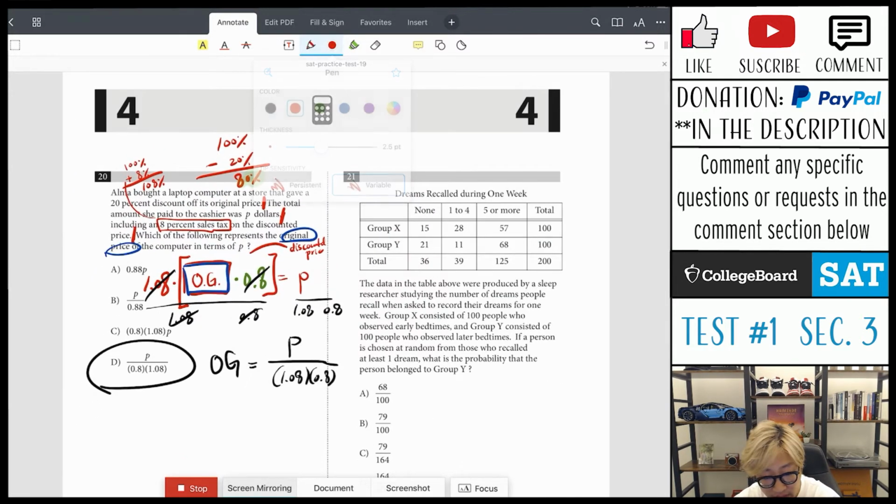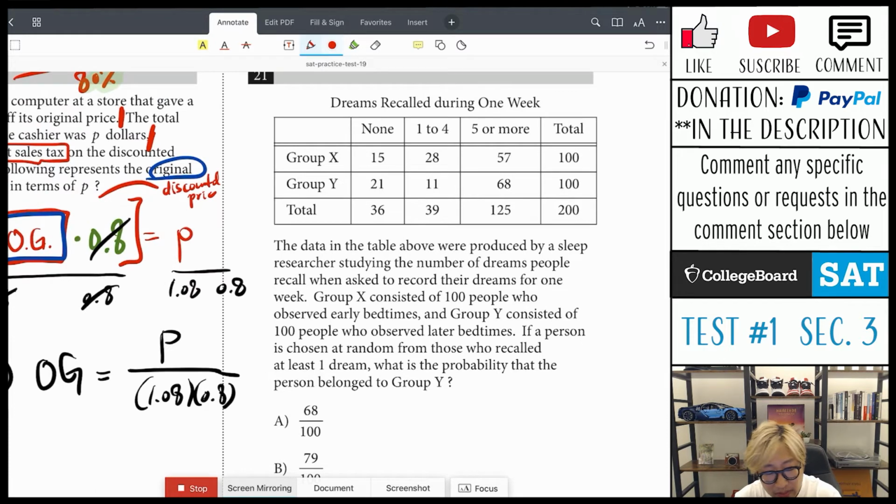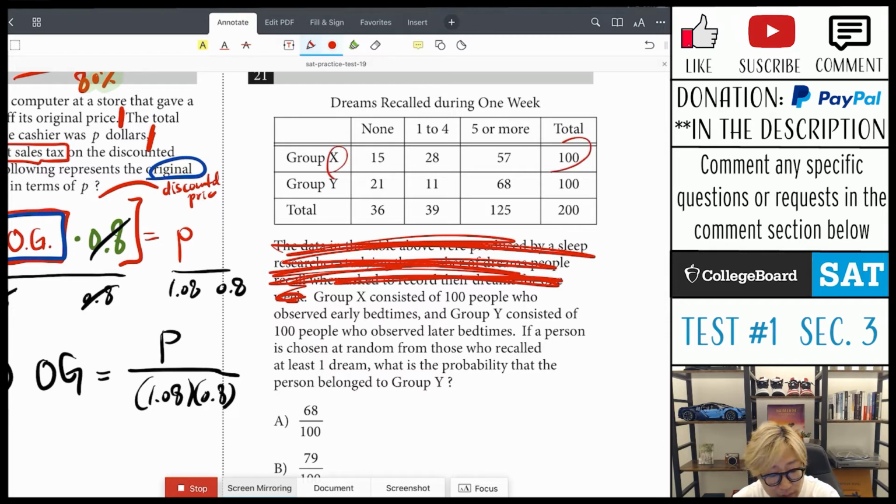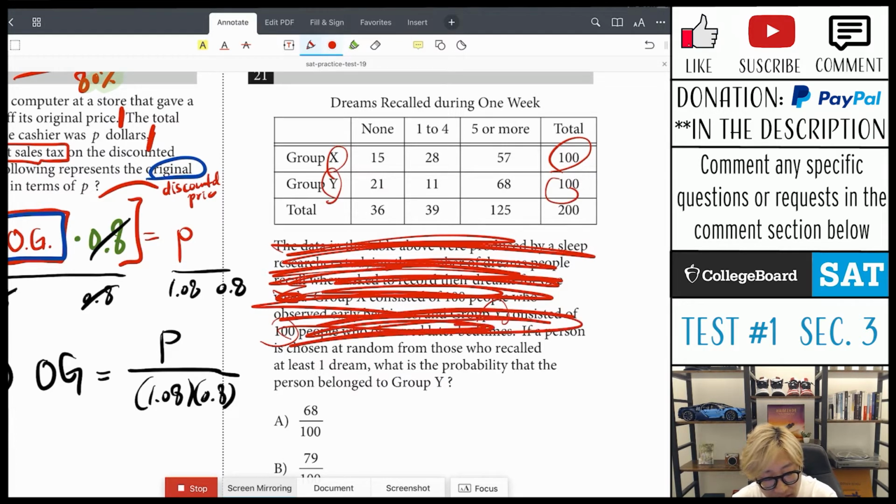All right, moving on. Number 21. The data about the... don't read this. There's a table. Group X consists of 100 people. Group Y consists of 100 people. Get rid of this. Okay, so here we go.